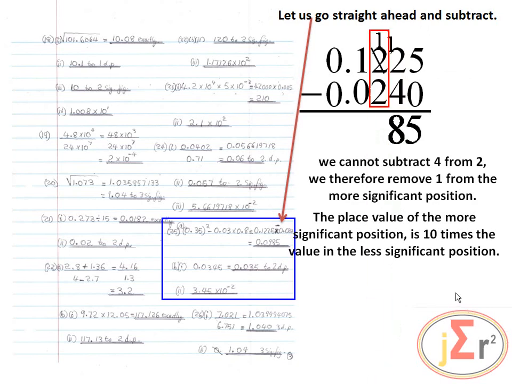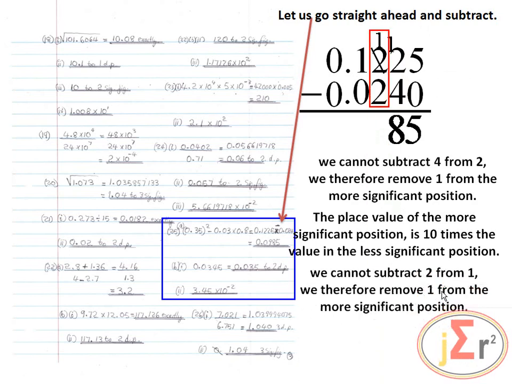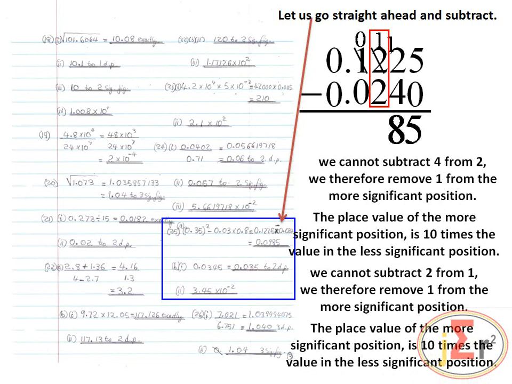and we now are attempting to say 2 from 1. We cannot subtract 2 from 1. We therefore remove 1 from there, which is a more significant position. 0 is left there, and we have 1 there. And maybe on this occasion it looks more like 11 than anything else.